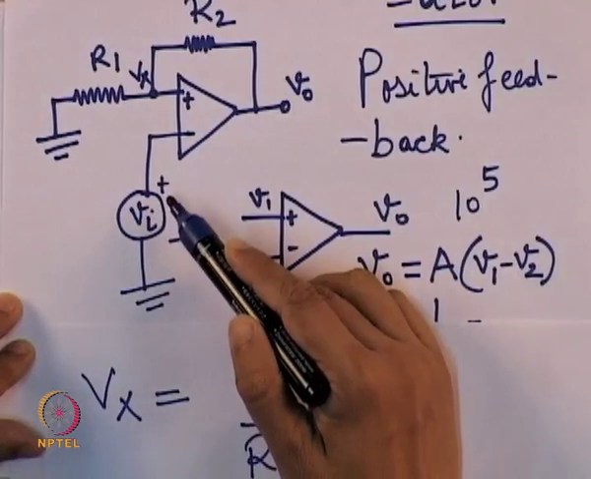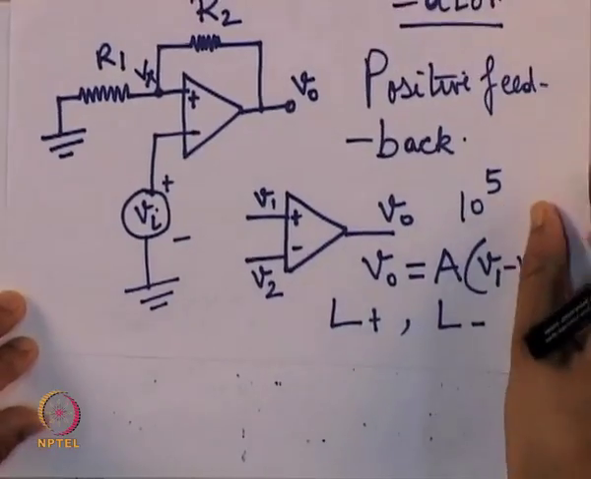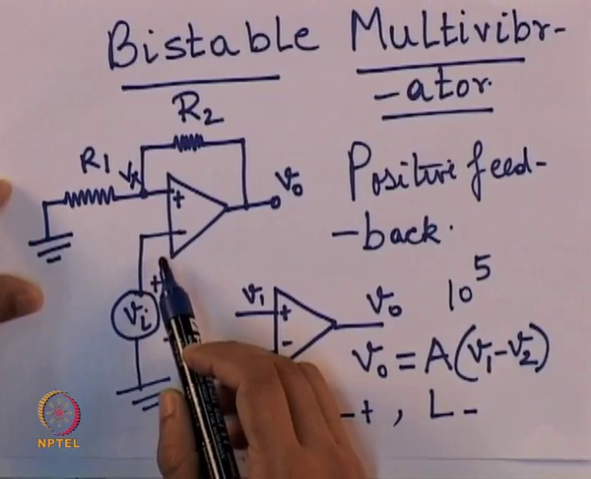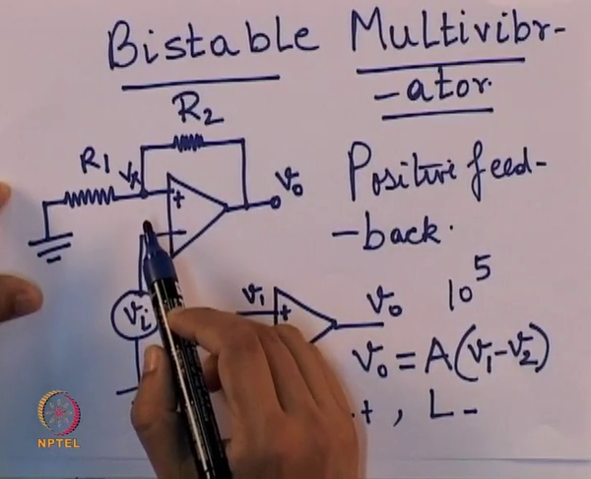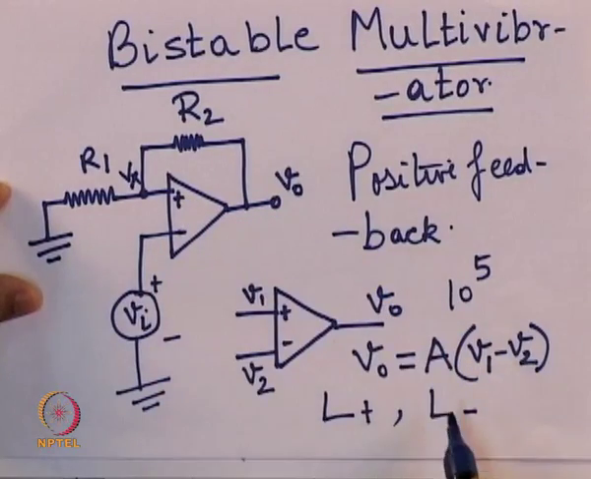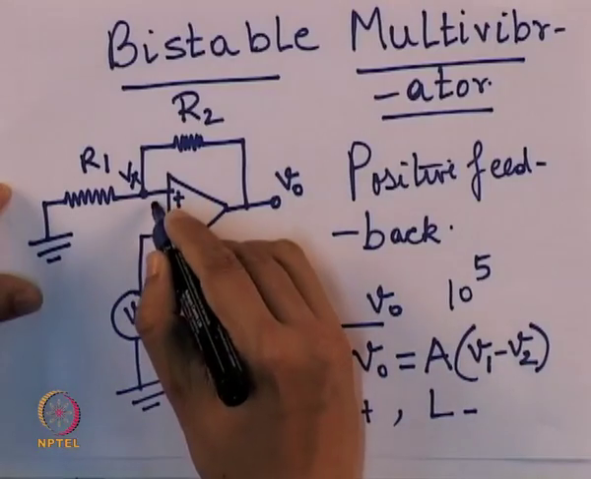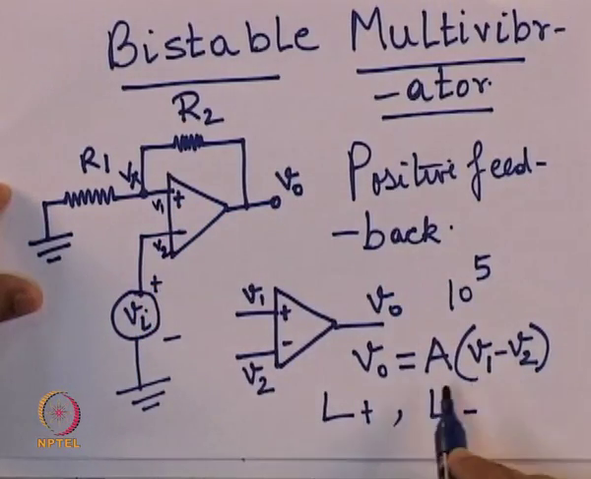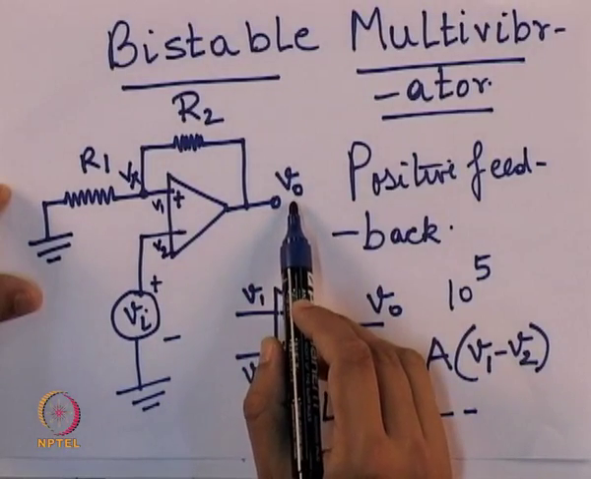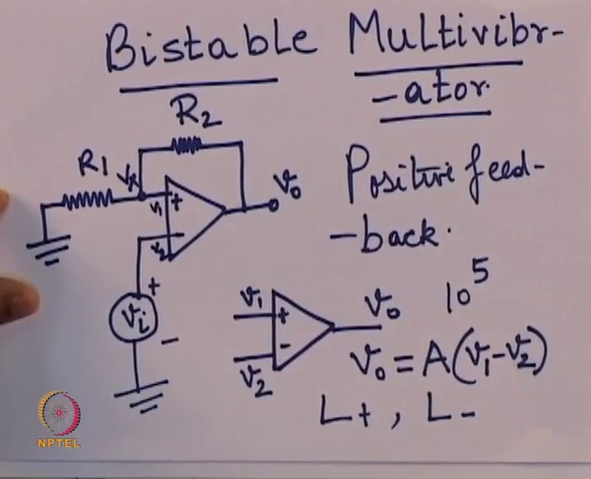Now, suppose I keep on increasing Vi. If I keep on increasing Vi, there will be a point where Vi will exceed the Vx voltage. Okay. When that happens, V1 minus V2 from this equation, this is V1, this is V2, becomes negative, and so the output will become saturated, but to the lower saturation voltage L minus.